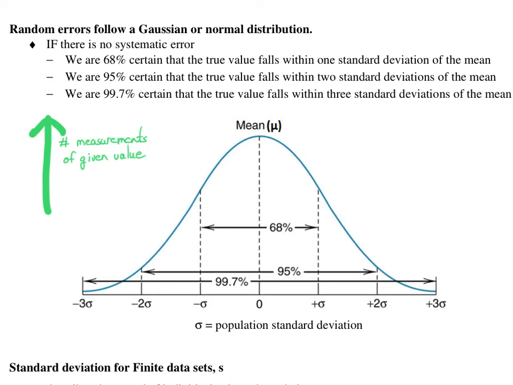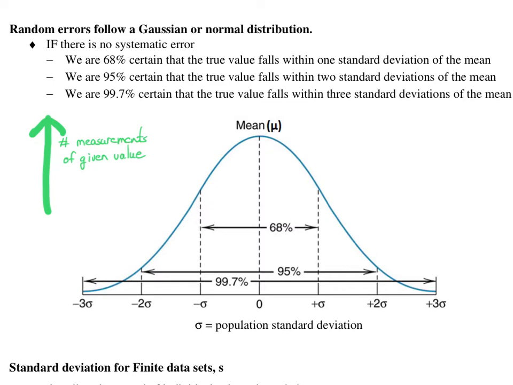Random errors follow a Gaussian or a normal distribution. And if the errors are truly random, meaning there's no systematic error, overall results will follow this curve. What we have on the y-axis is the number of measurements of a given value. What this indicates is that most of the values are very close to the mean.